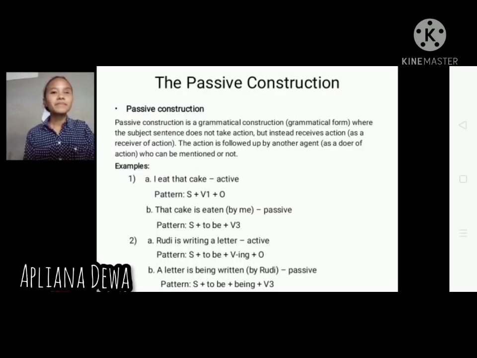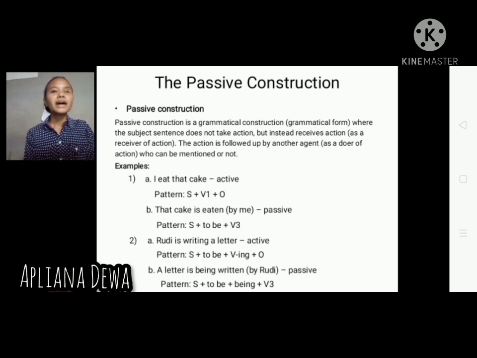Hello everyone, I'm Apliana Dewa. Here I would like to talk about the passive construction. The passive construction is a grammatical form where the subject of the sentence doesn't take action but instead receives the action, as a receiver of the action. The action is followed by another agent, or doer of the action, who can be mentioned or not.